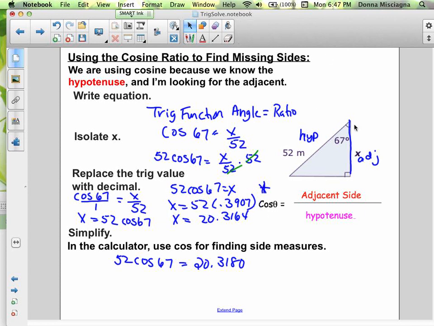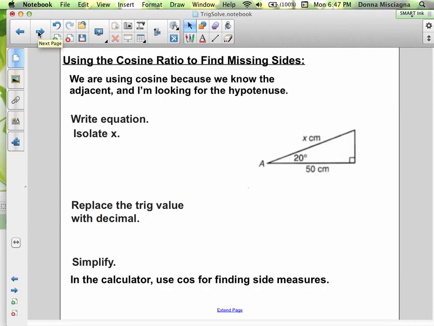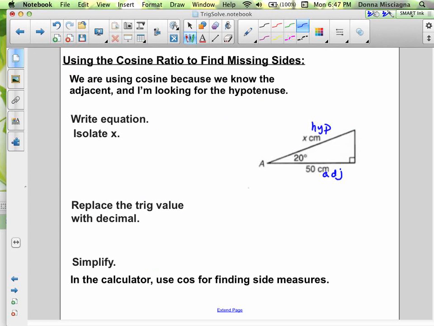All right, let's try the next one. Use the cosine ratio to find the missing sides. We're using cosine because we know the adjacent, right? The adjacent is next to the angle. This is adjacent, and we're looking for the hypotenuse. So the only trig function that we know how to use that includes adjacent and hypotenuse would be cosine. So we would want to use that.